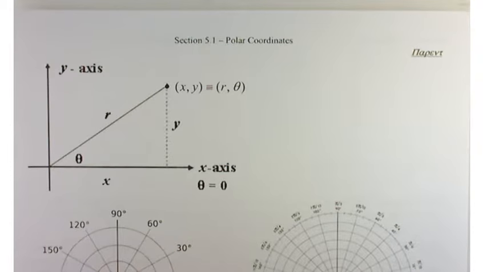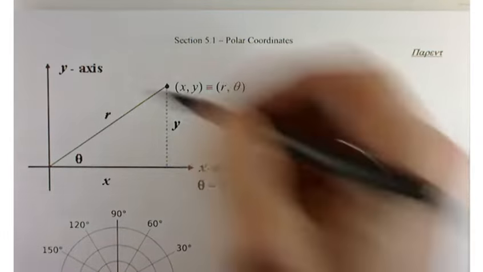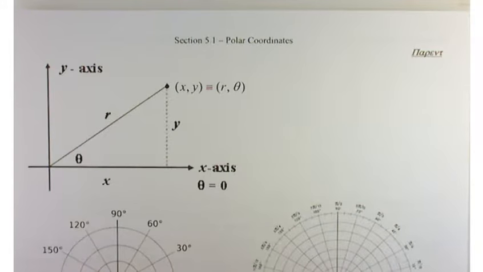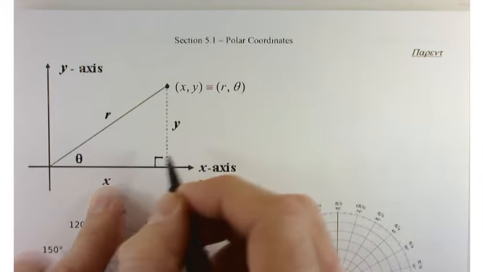Now the reason for introducing polar coordinates is that it does make certain things a lot simpler. In certain circumstances, it's easier to work with polar coordinates as opposed to rectangular coordinates. But let's start by generating some relationships between these two sets of coordinates so that we can go back and forth as needed. The first one that we can start with comes from the Pythagorean Theorem.